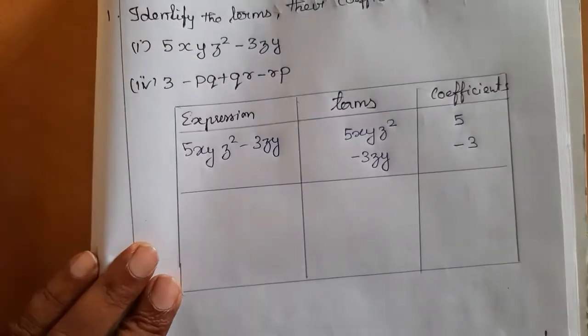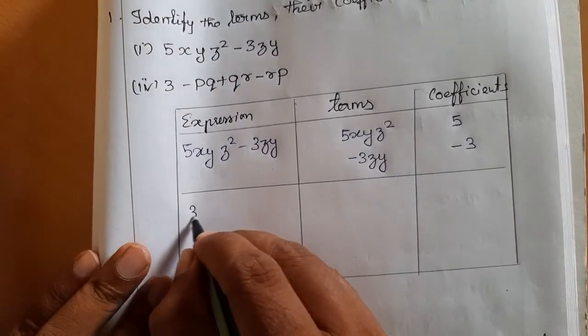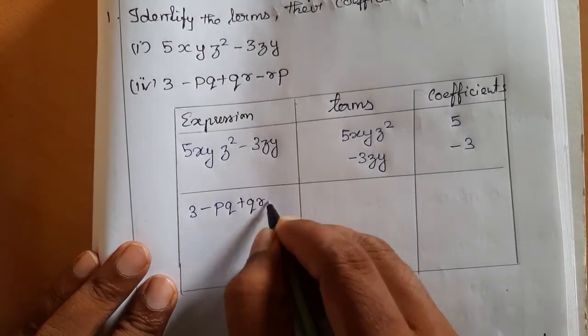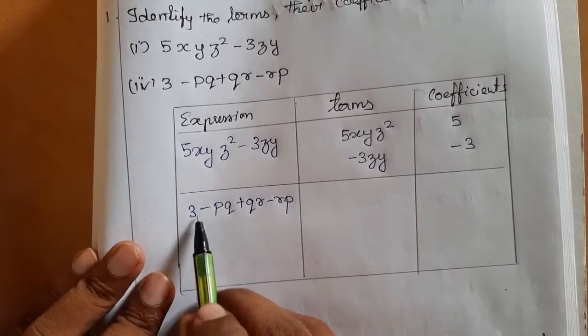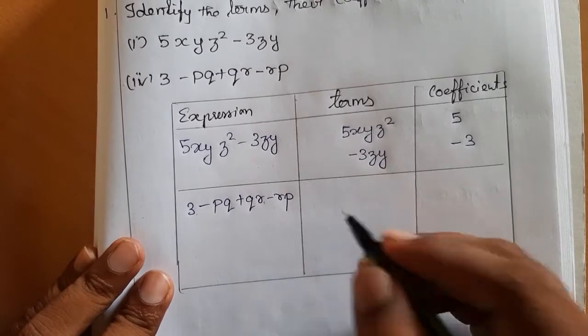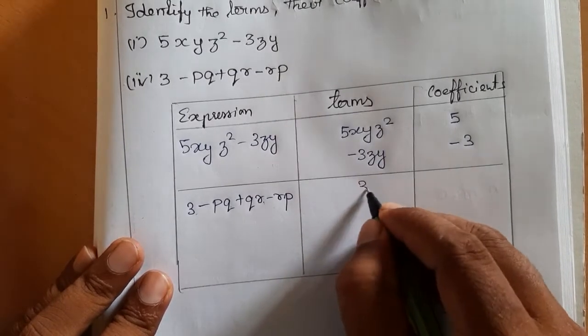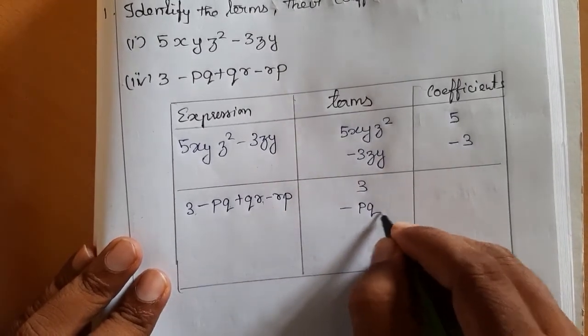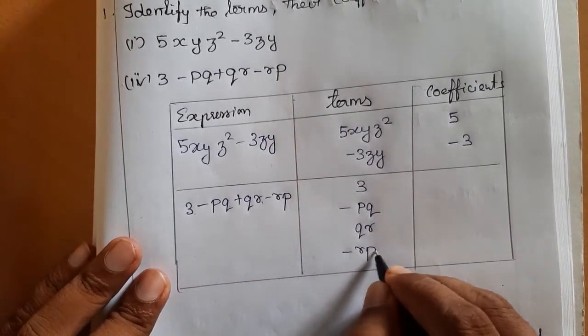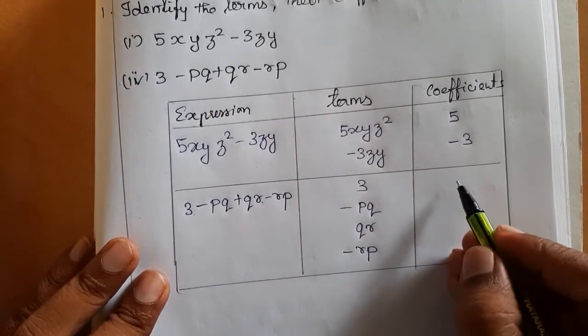So let me go for the second question. The second expression is 3 minus pq plus qr minus rp. So how many terms are there? 4 terms. Just write in 4 lines. The first is the constant 3, and next is a negative pq, and next is a positive qr, and next is a negative rp. So next we have to find the coefficient of each term.